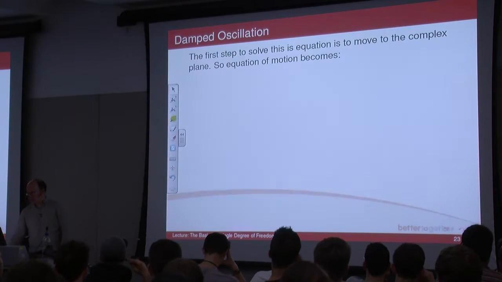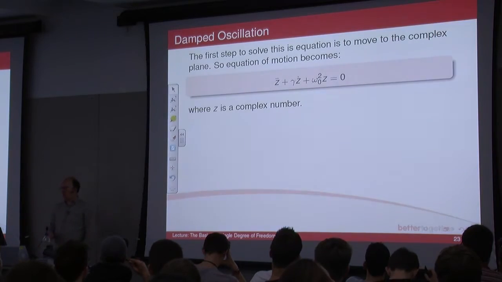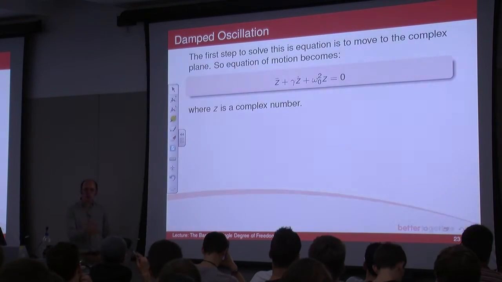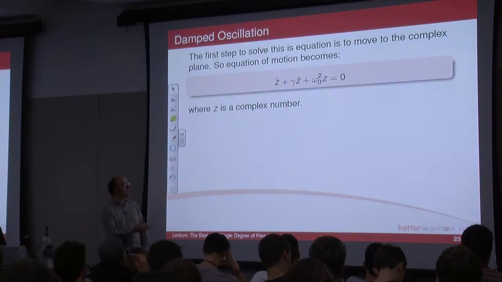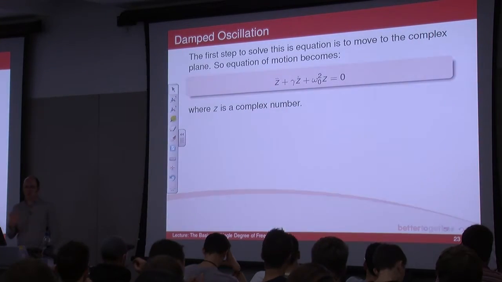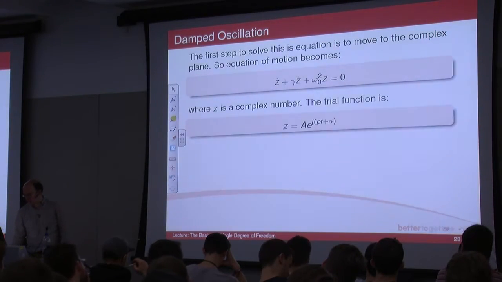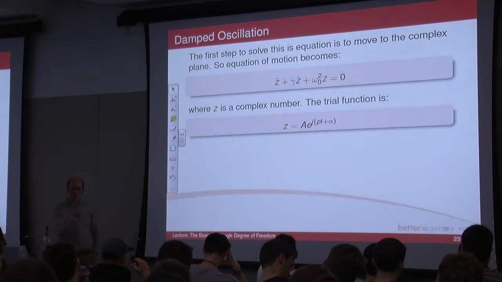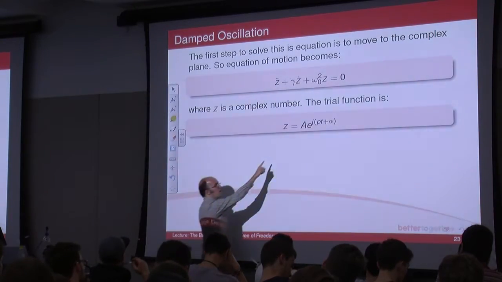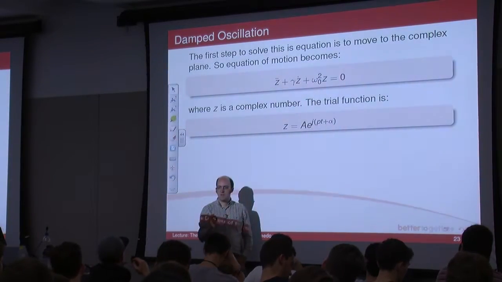The oscillator will die out. So we're going to move to the complex plane. We're going to replace x with a complex number, and I've called that complex number z. So we've just stuck z in where we had x. And for the trial function, we know that z is a complex number, so we're going to try the fact that it's going to oscillate.